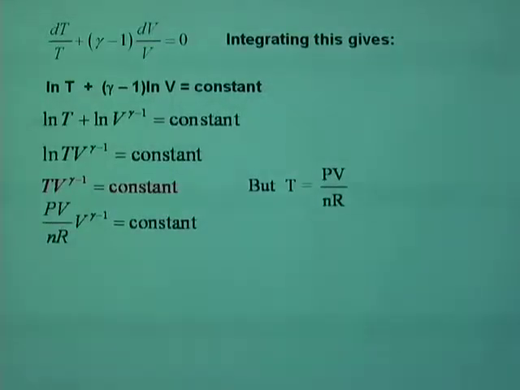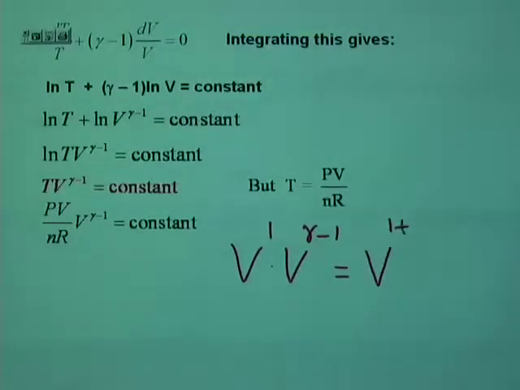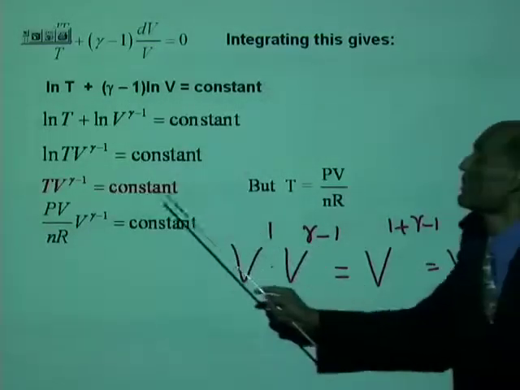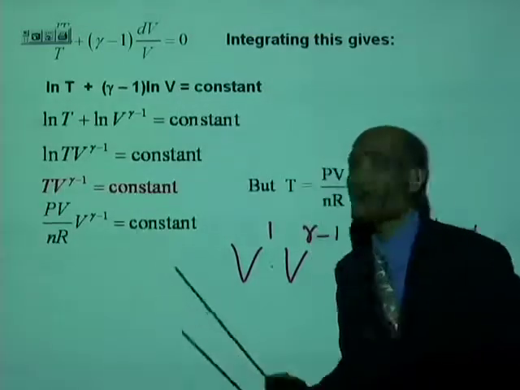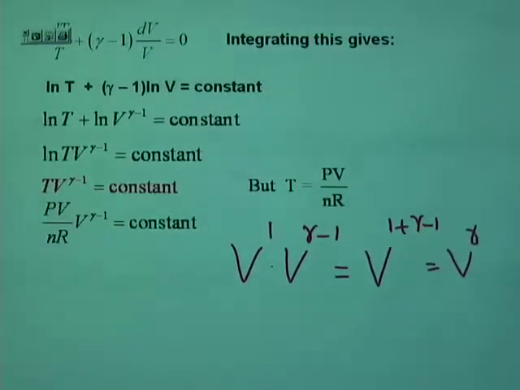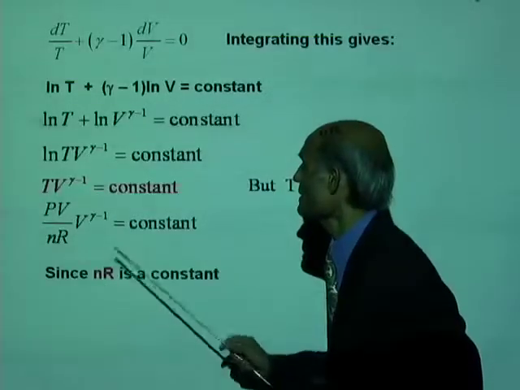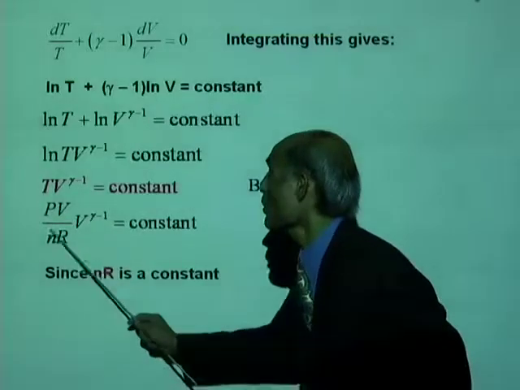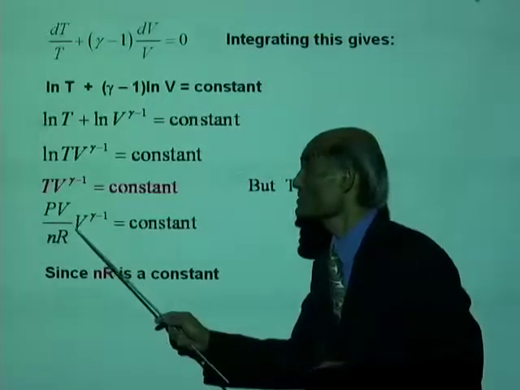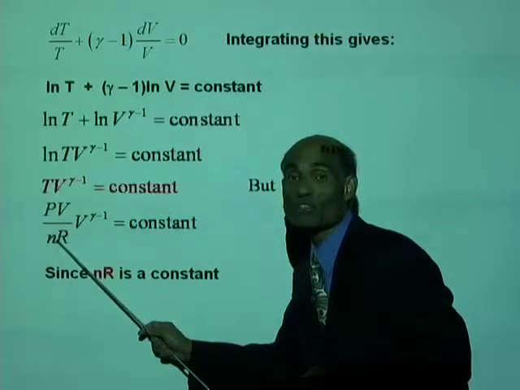Well, I know some of you will have no problem doing this. V means V to the power of 1 times V to the power of gamma minus 1 is V to the power of 1 plus gamma minus 1, which is the same as V to the power of gamma. So V times V to the power of gamma minus 1 is the same as V to the power of gamma. Let's rewrite that. Also, nR is a constant, is that right? This nR is a constant.